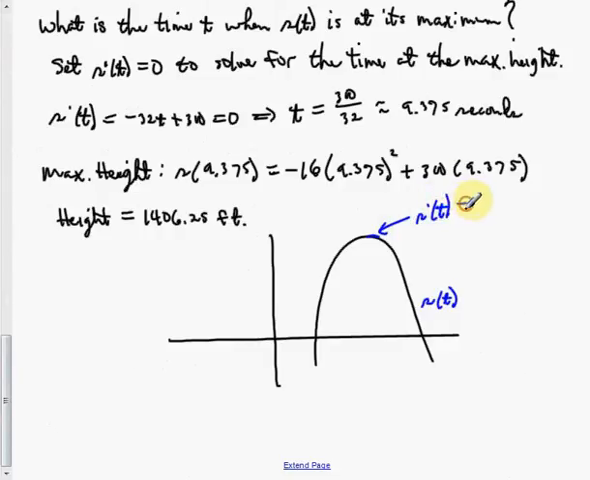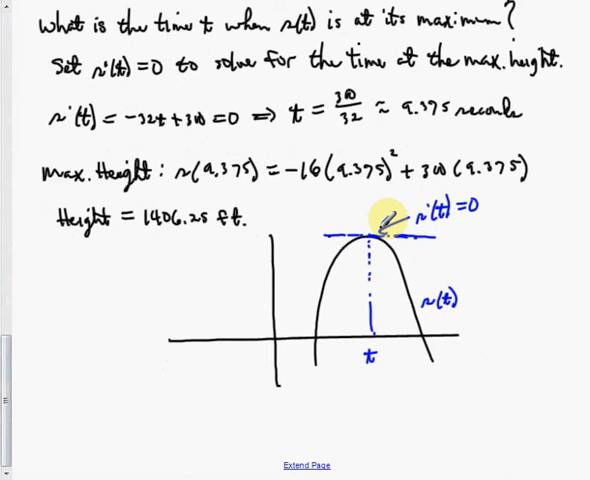S prime of t is equal to 0. We have a horizontal slope, right? The slope is equal to 0. That's what that means. So if I can find that time, then I have the time that's associated with its maximum. And its maximum is a relative maximum that we examined back in Calculus 1. And so at that maximum, I solved for t, took that value for t, plugged it right back into the equation, and I got the maximum height.